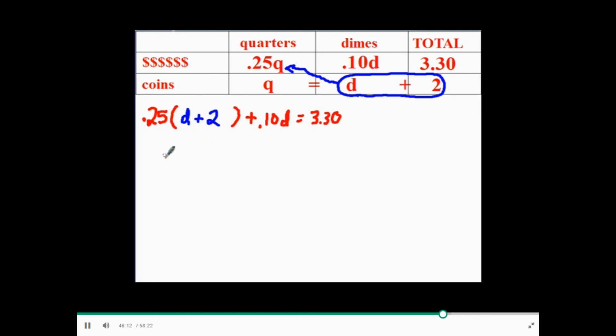Okay, next, we've actually done the hard part. Now we just have to distribute. So 0.25 times d right here, and 0.25 times 2 goes right here. Now we're just going to copy all the rest. Don't even think about it, just copy. Next, you're good at combining like terms. Here you see I have two different sets of d's on the same side of the equation, so I'm going to add those together to get 0.35d.